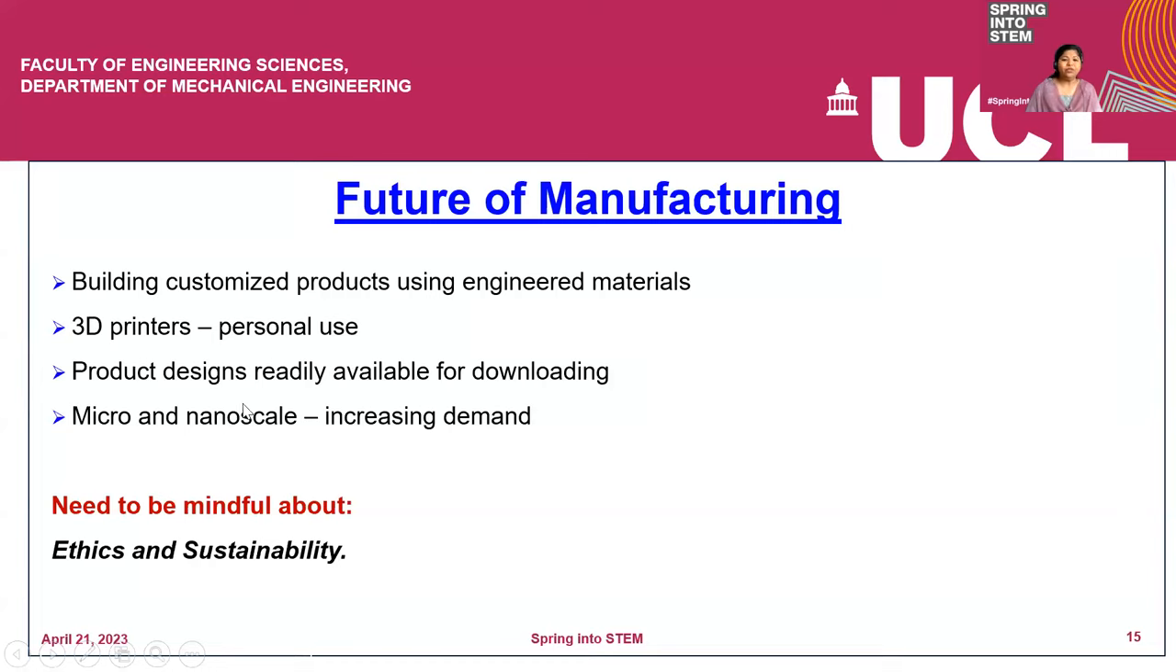As you understood, you need to design the product first. What if you don't know how to design a product? Product designs would be readily available for downloading from the cloud. So you can download the part and you can produce the part. You can even engineer the material and make the part that you want. Also, there will be an increasing demand for micro and nanoscale components. That's the future of manufacturing. But having all these available at your hand, you need to be mindful about ethics and sustainability of the products that you would manufacture.